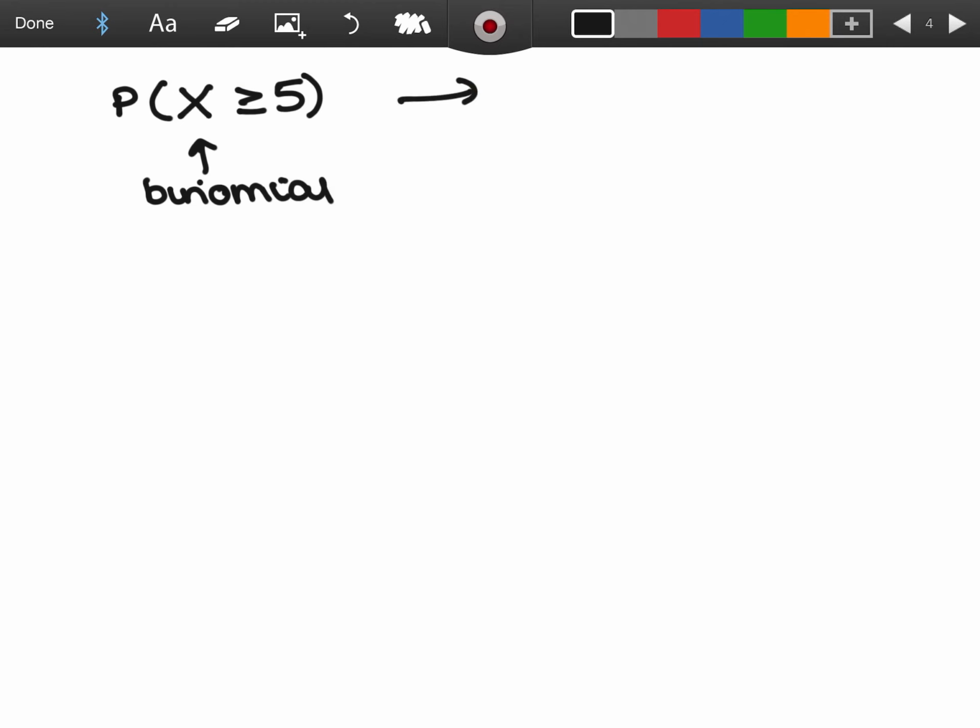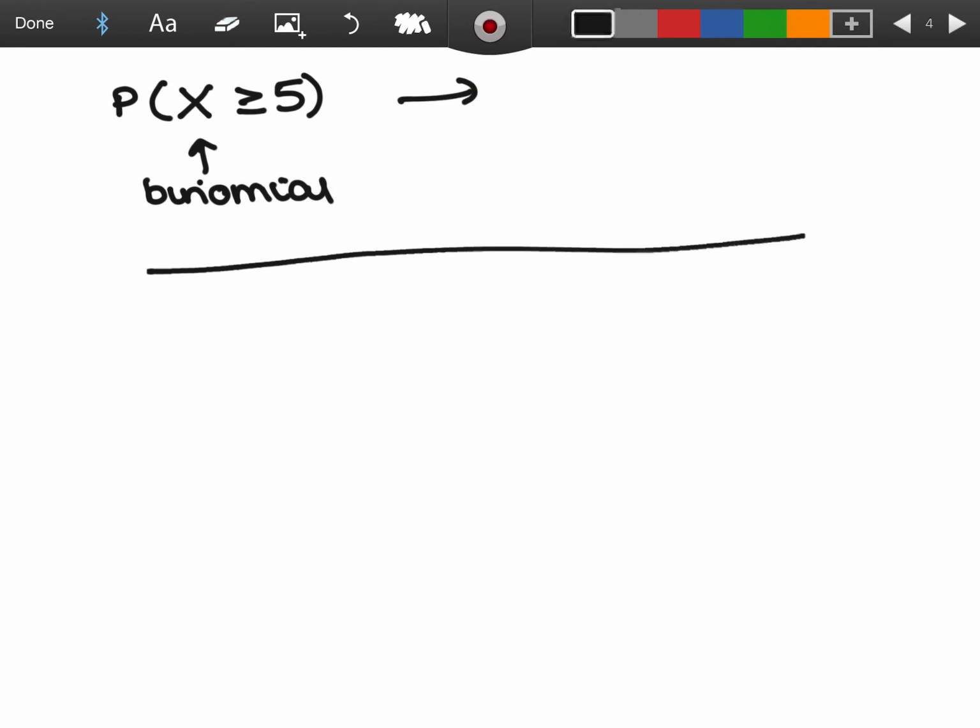Let's say we want to find the probability that x is greater than or equal to 5. So I want the probability that I have at least 5 successes, so 5 or greater. Again, remember, we always want to make the set larger. This is in binomial distribution right now. I want to go over into normal distribution, and then I can calculate stuff in normal distribution.